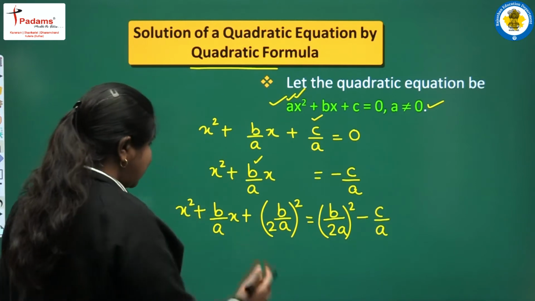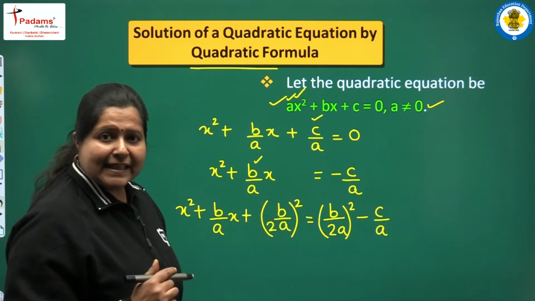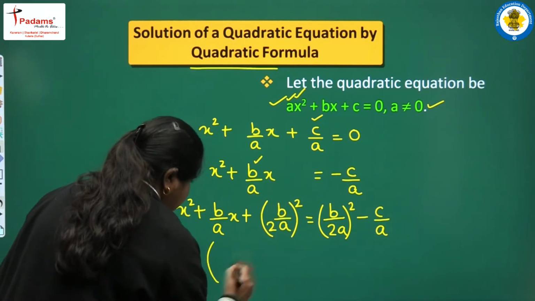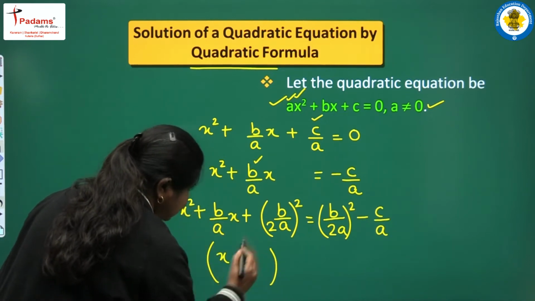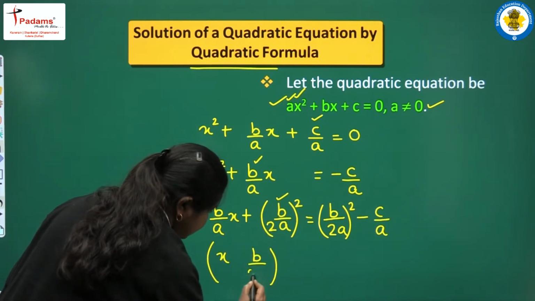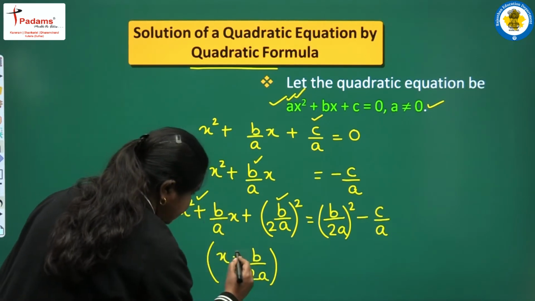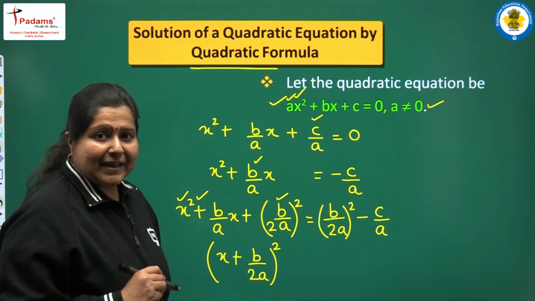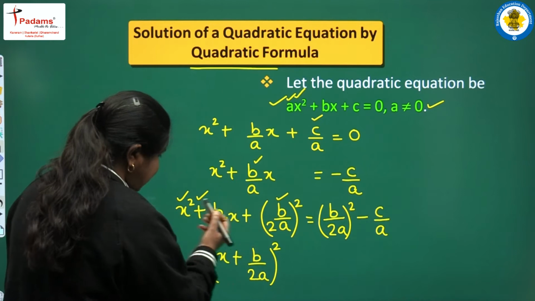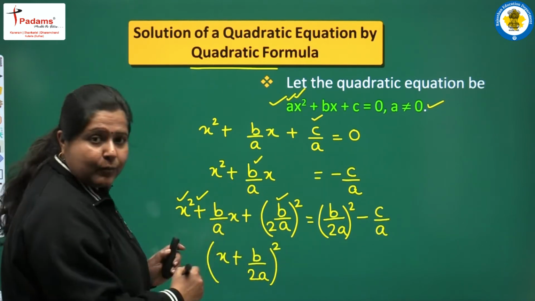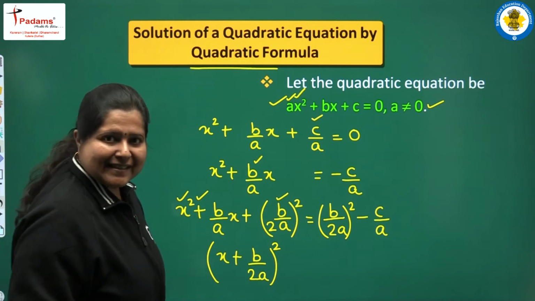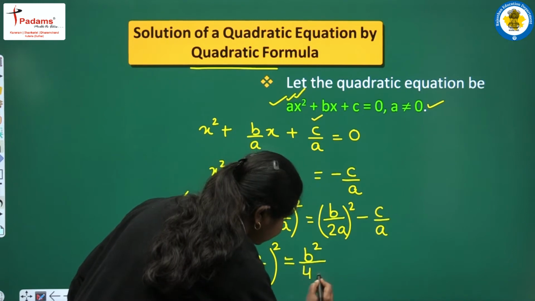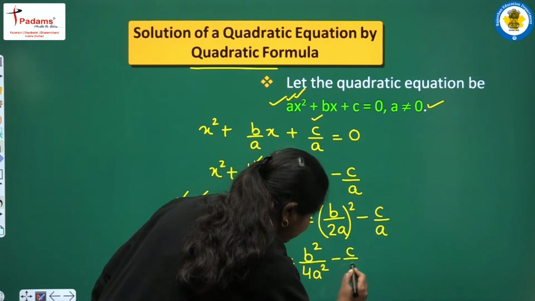Next step, just look at this expression in the LHS. You will see that we will be getting one complete square from this expression. How? We take x from here, we take b upon 2a from here, and since in between there is a plus, we will take plus and then whole square. This is just the reverse of the first algebraic identity that we know. Here we have represented the a square plus 2ab plus b square form in the a plus b whole square form, and if we simplify the RHS, we get b square upon 4a square minus c upon a.